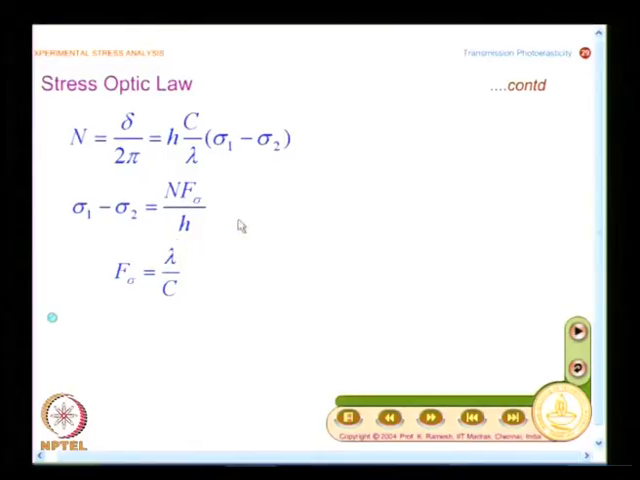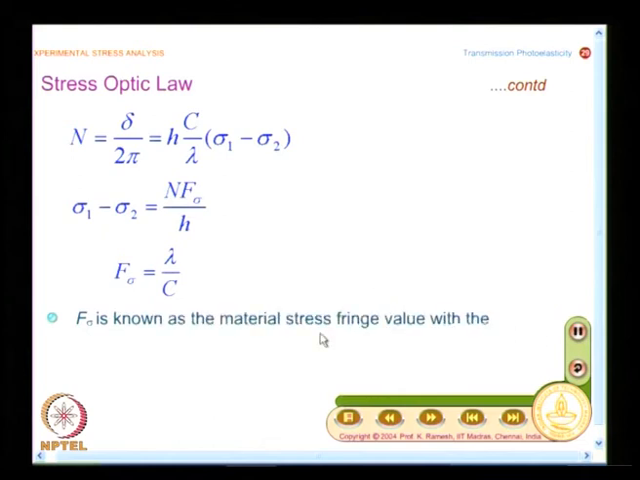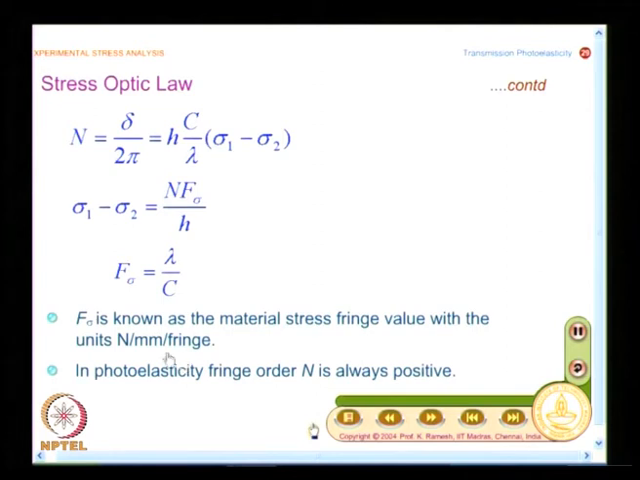Also remember, because people have introduced f sigma for convenience, and how f sigma is defined, this also has units Newton per millimeter per fringe, and f sigma is known as the material stress fringe value, and this has the units like this, and when I plug in here I will get stress in MPa, that is the purpose here. And many things you can understand from this expression.